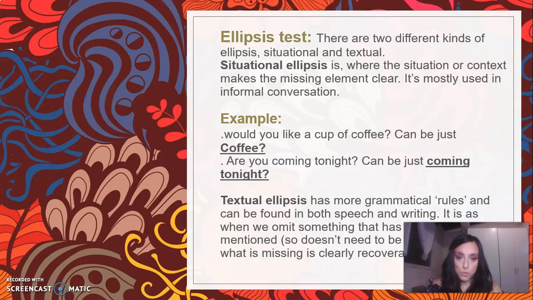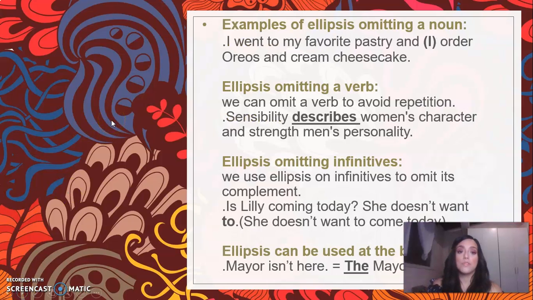But now we have the textual ellipsis. This has more grammatical rules and can be found in both speech and writing. It is when we omit something that has already been mentioned, so it doesn't need to be repeated, or when what is missing is clearly recoverable from the text. We have examples of ellipsis omitting a noun. Here, I went to my favorite pastry and ordered Oreos and cream cheesecake. I am omitting here the noun I.